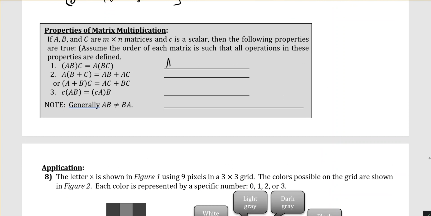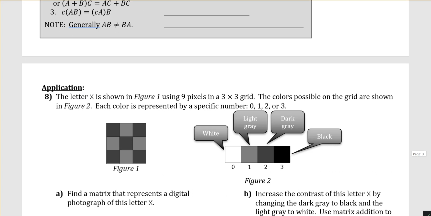But they are associative. They are distributive. And then this is associative again, except it's scalar, associated with the scalar multiplication.